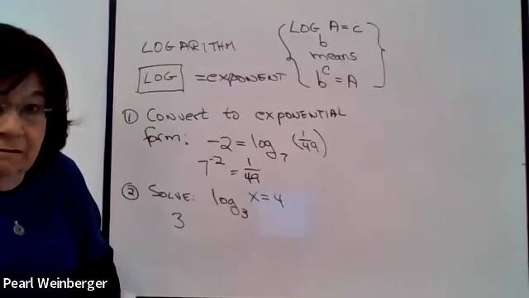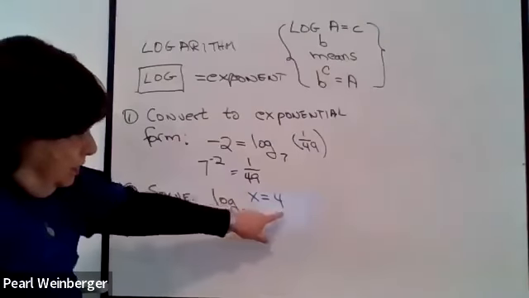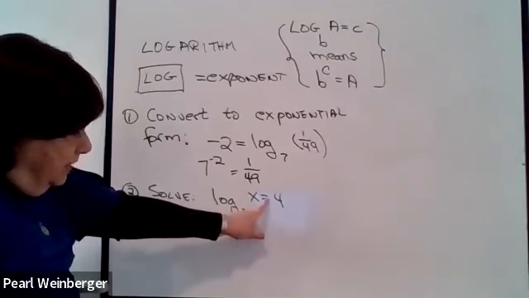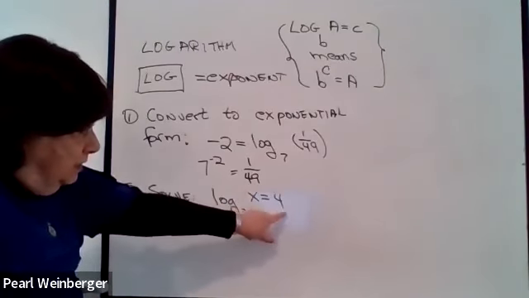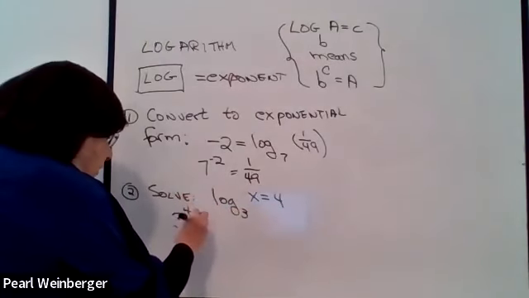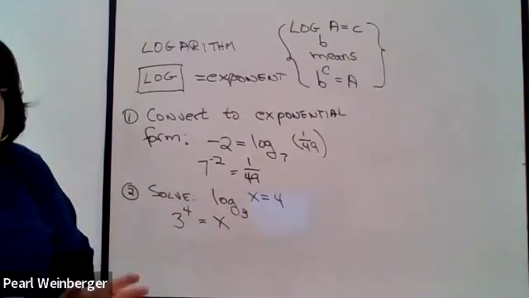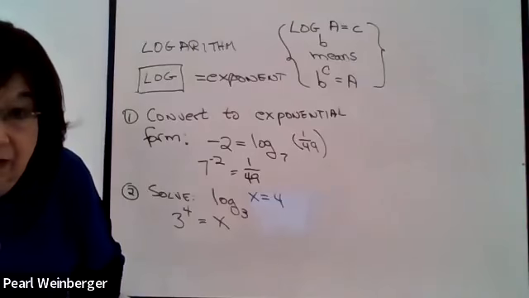Is it going to be 4? Absolutely. Remember, the number on the other side of the equal sign is the exponent. The exponent is going to be 4, and that's going to be equal to our x. Can you figure out what x is now? It's 81. Isn't it 81? Absolutely.